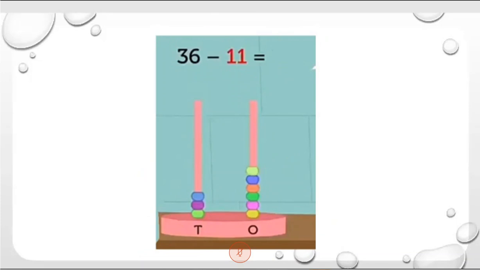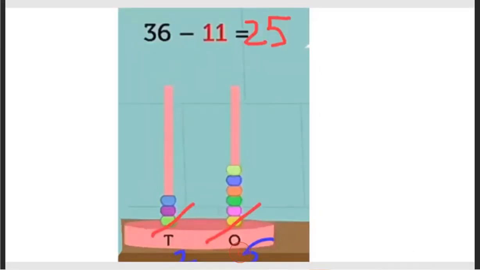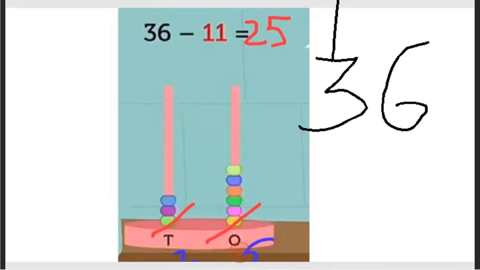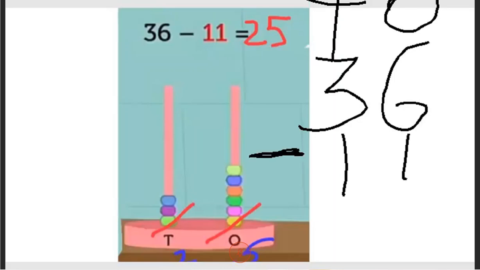So I will show you one more image for your guidelines. So this is the abacus. 36 minus 11, 25. You have done all these sums in the first standard also. I hope so. Here 3 is in the tens place, 6 is in the ones place. And you have done minus of 11. So you will get the answer. Yes, now you can do it.